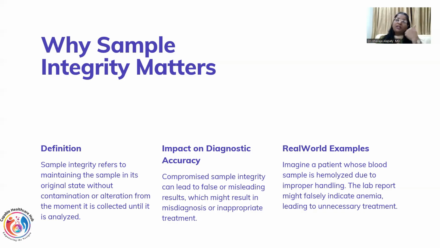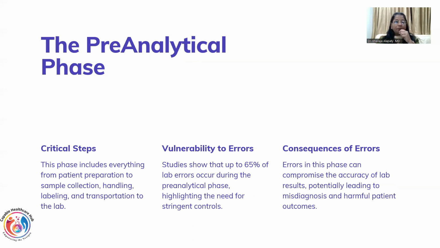In biochemistry, we think about hemolysis because we centrifuge it and we can see the lysis. But what happens in hematology? We don't get to see it. And those are the hidden things that will lead to wrong results. Now, critical steps: patient preparation, sample collection, handling, labeling, transportation. At every level, only if we are correct, then everything will be correct. Otherwise, we are vulnerable to errors.